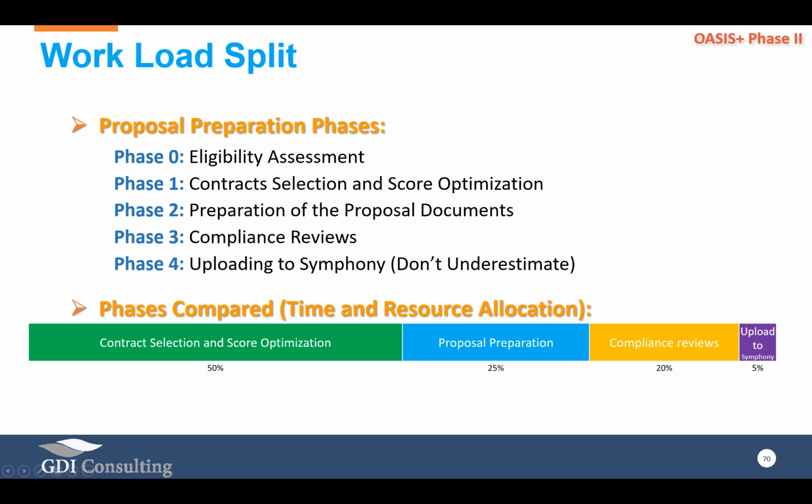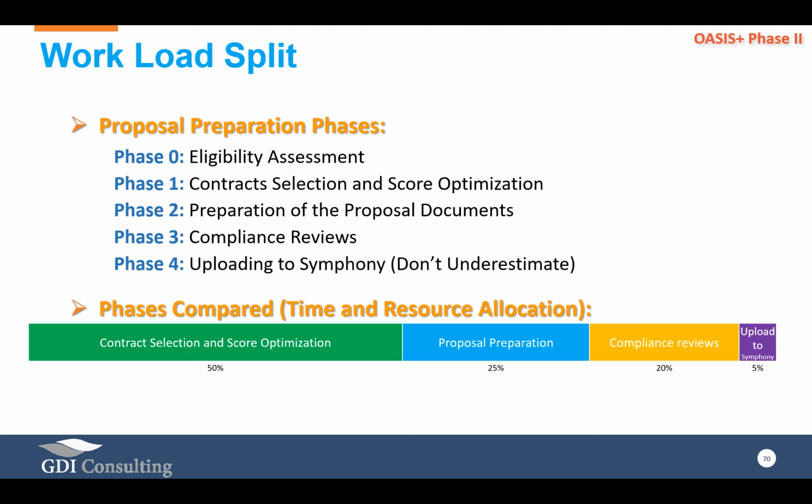And here I wanted to share our experience in terms of the time and resources needed for the preparation and submission of the OASIS Plus proposal. There are essentially 4 main phases. There is a phase 0 eligibility assessment if you're unsure about moving forward, but there are 4 main phases. Phase 1, contract selection and score optimization. Phase 2, preparation of the proposal documents.